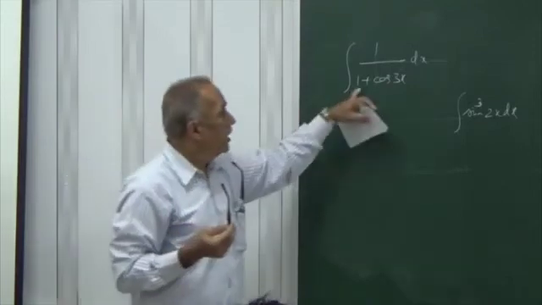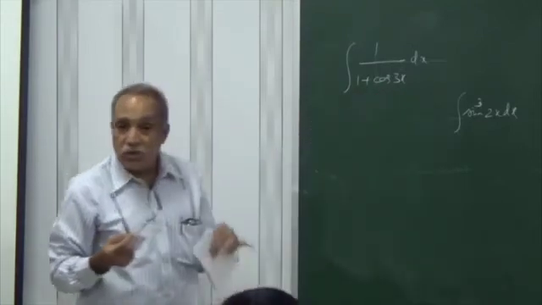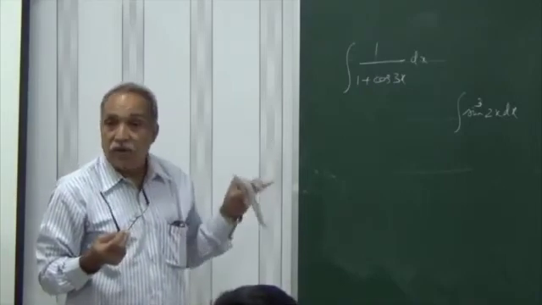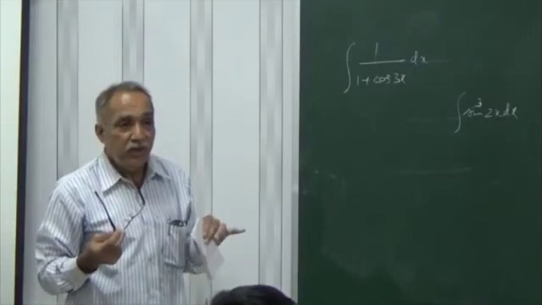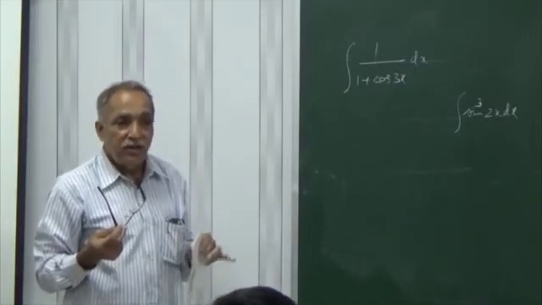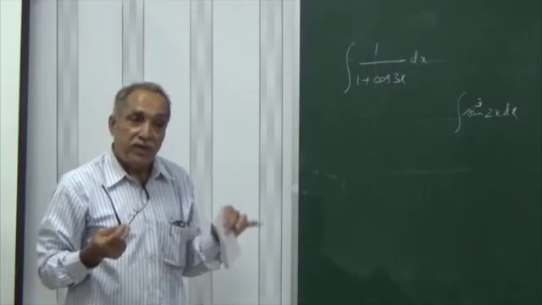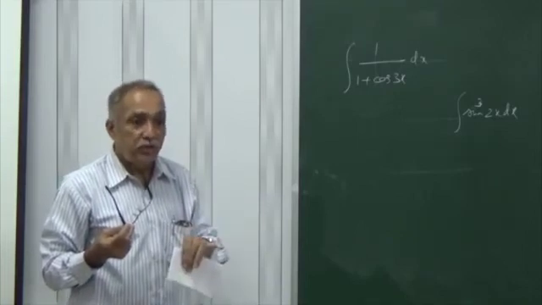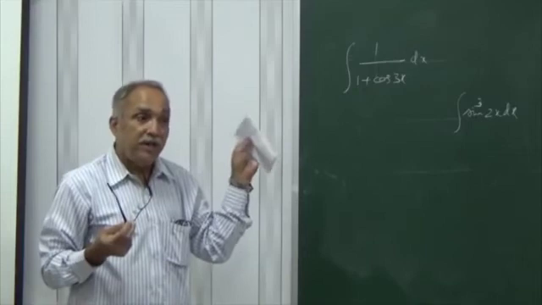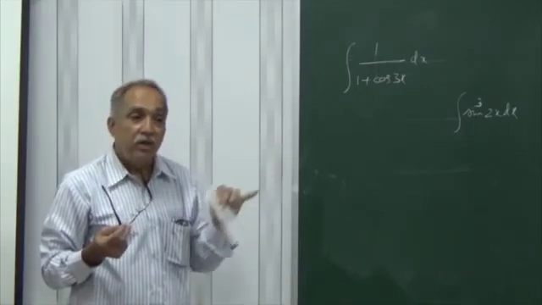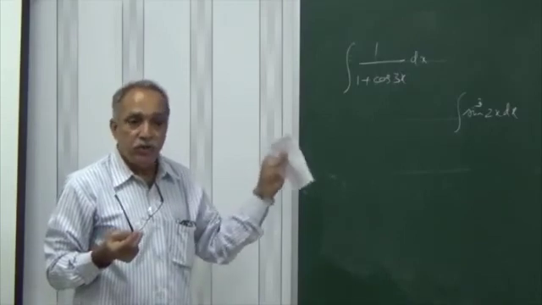Or write 1 plus cos 3x as 2 cos square 3x by 2. The integrand will be half of secant square 3x by 2. Integration immediate. You will get the answer in terms of a trigonometric function of 3x by 2. In the other case, you will get the answer in terms of trigonometric functions of 3x. Depending on your requirement, you choose your method.